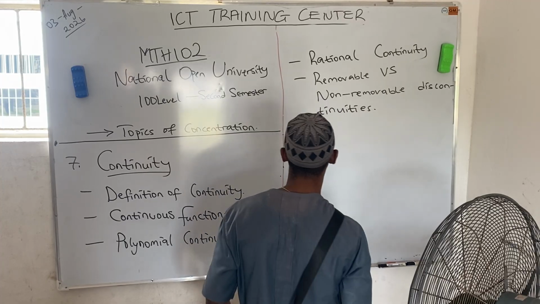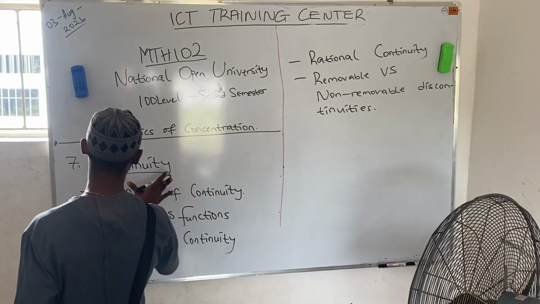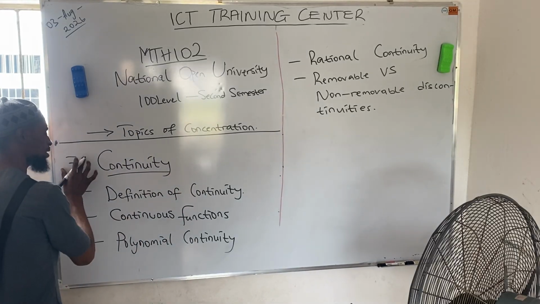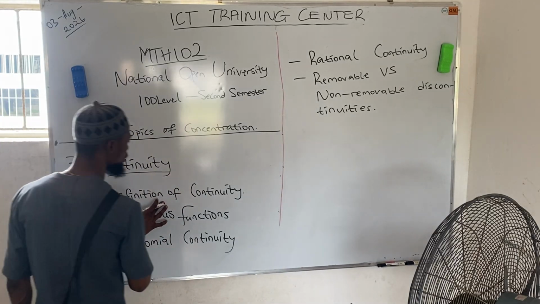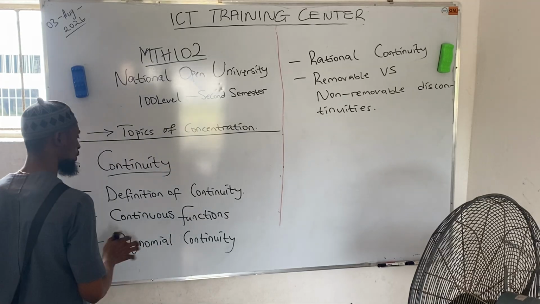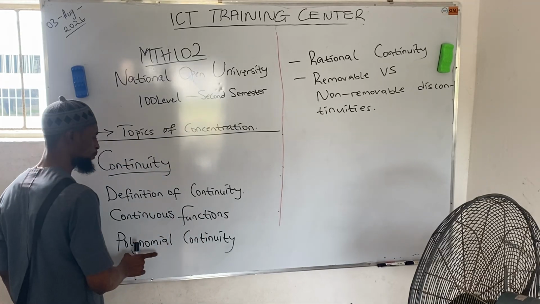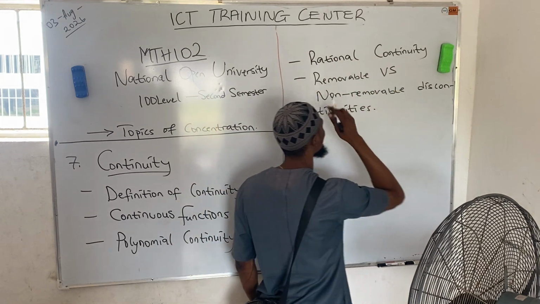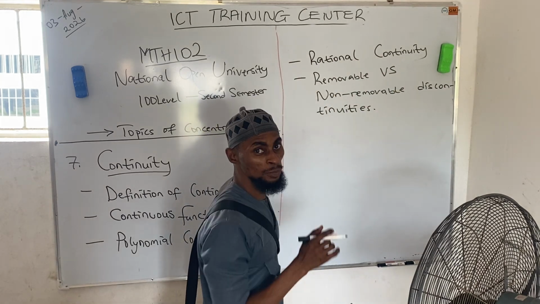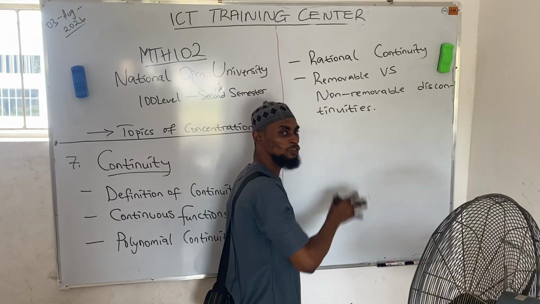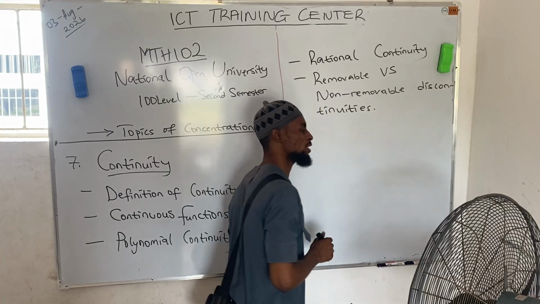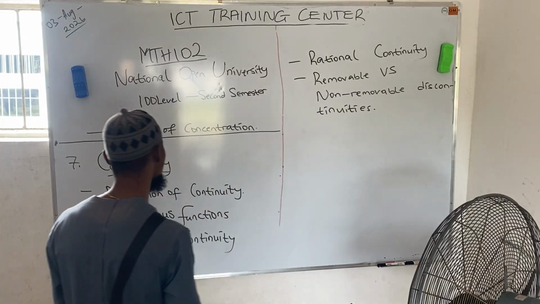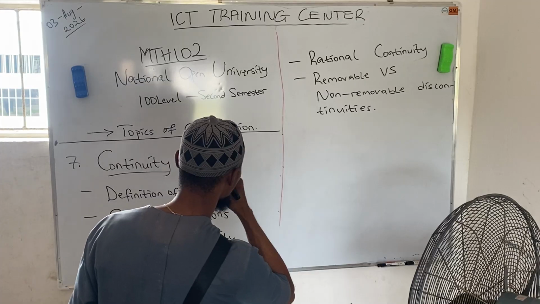Alright, so under continuity, which is the very last topic, we have the definition of continuity, the continuous functions, the polynomial continuity and the rational continuity, and the last here we have the removable versus the non-removable discontinuities, okay? So that is the very last topic on the table of concentration.